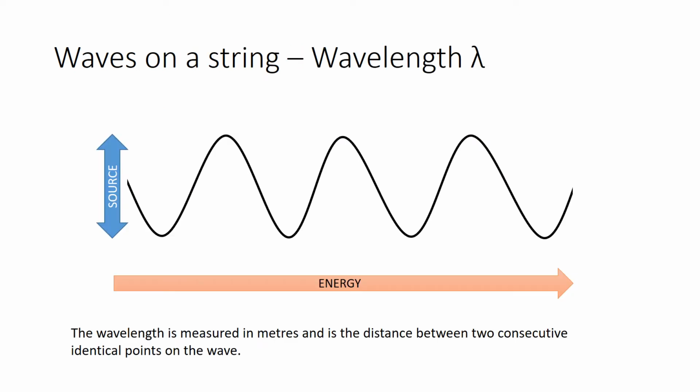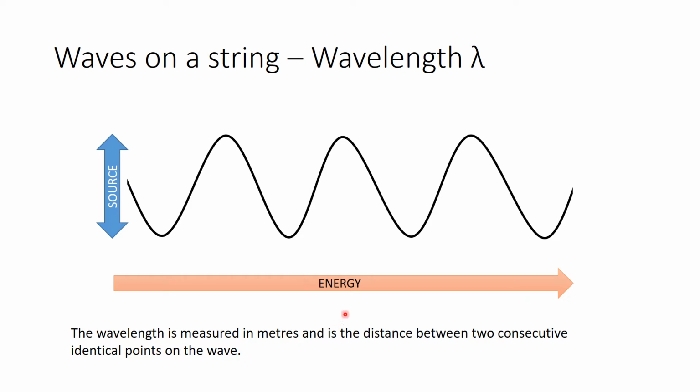So here we go, we've got a wave on a string, and if you remember we have a source that's oscillating or moving backwards and forwards, up and down here, and it's producing this wave on the string. Okay, so it looks like a transverse wave. Remember, our energy is being transmitted perpendicular to the direction of the movement of the source.